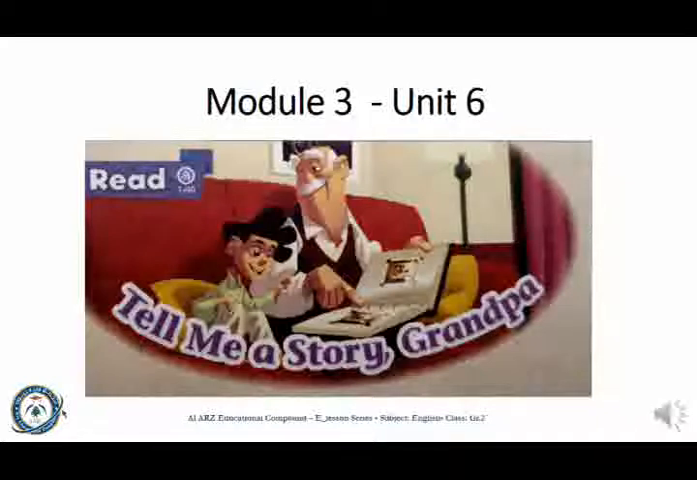What does the grandfather have? He has a photo album. How do the pictures in the photo album look? Do they seem old or new? And how did you know? They are old because they're not colored, they're black and white.